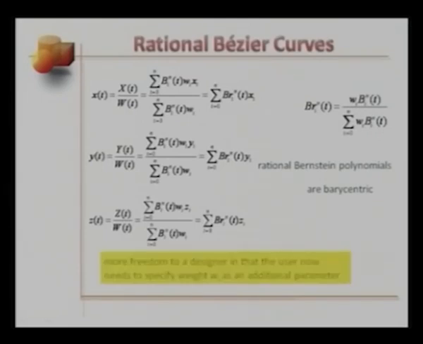As I said before, by additionally specifying the weights small wi, we give more freedom to a designer in that he or she can now choose these weights independently and as additional parameters. Let's take a look at the example and see how the change in weights would affect the change in the shape of a rational Bezier curve.